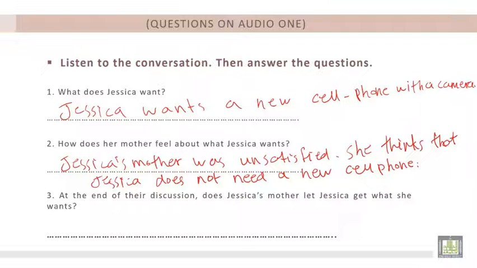Yes. Question number 3. At the end of their discussion, does Jessica's mother let Jessica get what she wants? No, she doesn't.